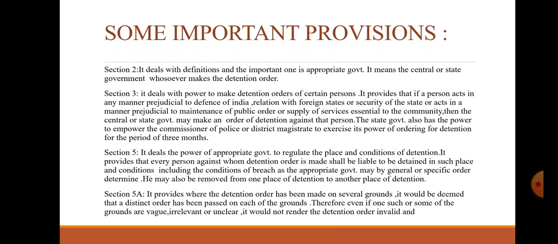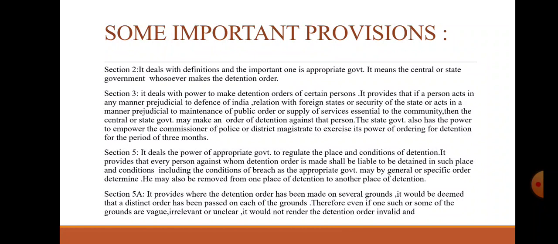It says that every person against whom a detention order is made shall be liable to be detained in such place and conditions, including the conditions of breach, as the appropriate government may by general or specific order determine. The appropriate government may also remove the detained person from one place of detention to another place of detention. But when he is removed from one state to another state, the appropriate government has to get the consent of the other state for placing him in that place of detention.